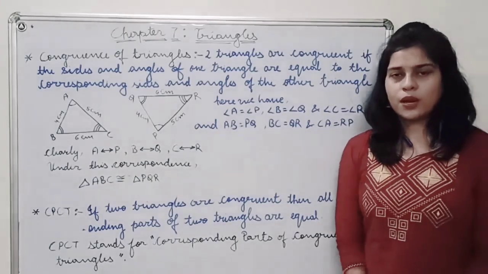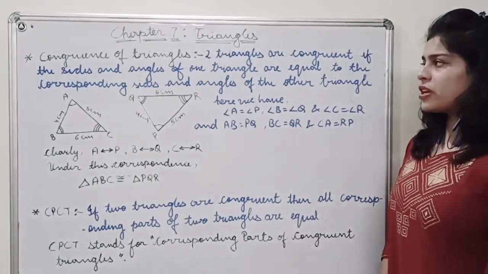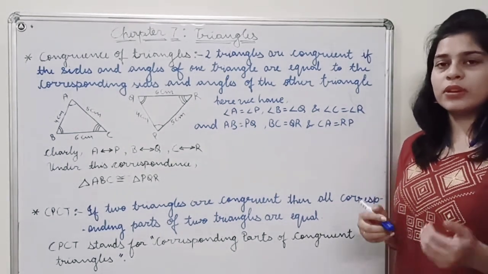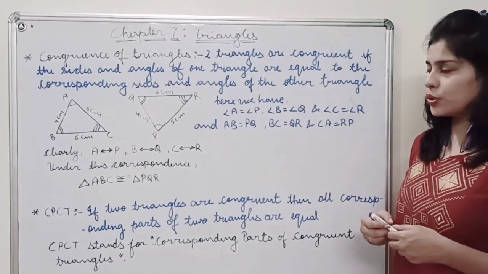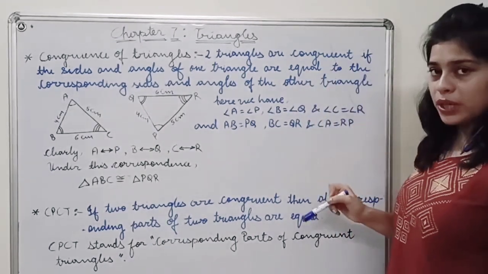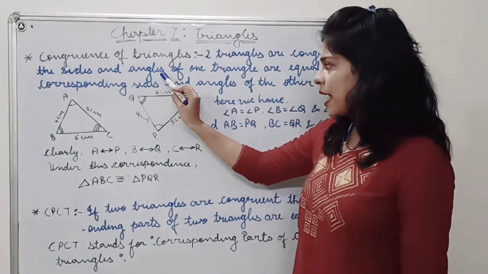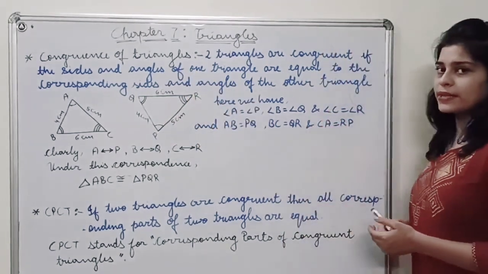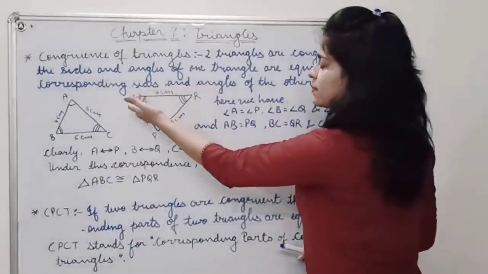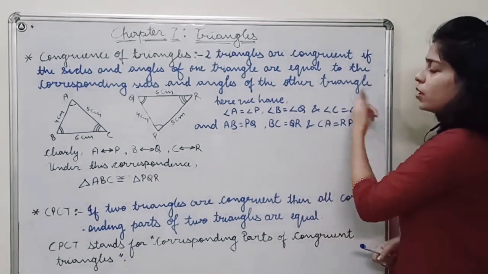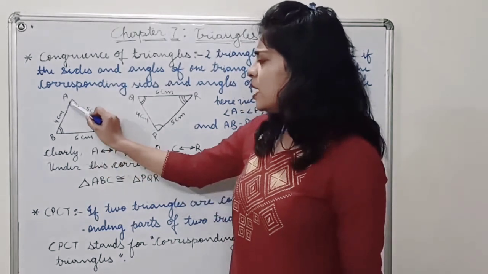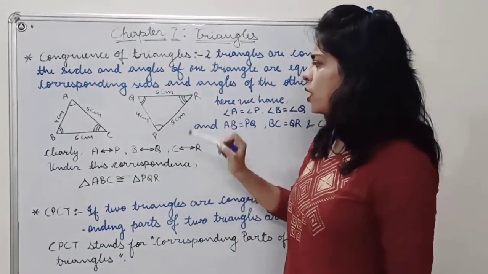Now next we will know about congruence of triangles. Means how two triangles will be called or termed as congruent triangles. See, two triangles are congruent if and only if all the sides and all the angles of one triangle, or the first triangle, are equal to the corresponding sides and angles of the other triangle. See, here we have two triangles, triangle ABC and triangle PQR.